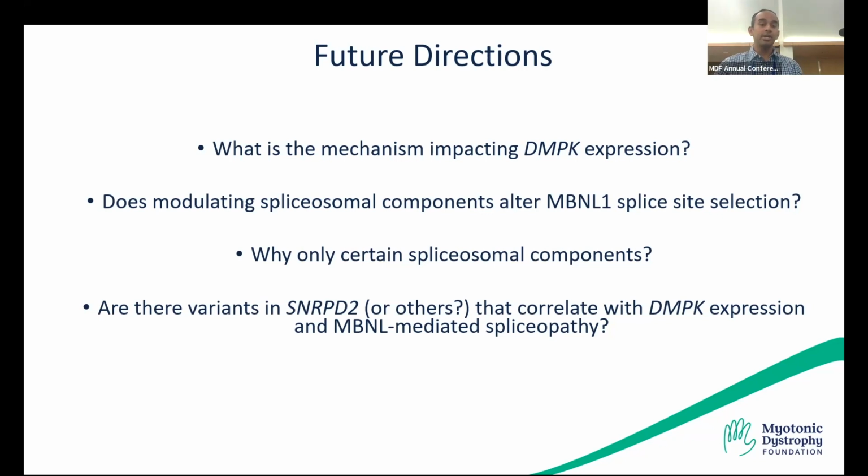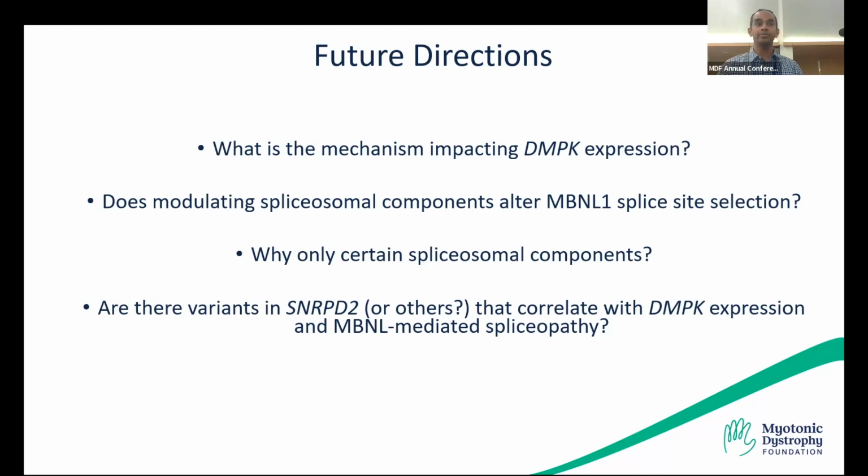Another question is, what happens to MBNL1 binding when we modulate spliceosome components? Because in this study, again, we are knocking down SNRPD2, for example, and other spliceosome components. But what we haven't done is overexpress. So the prediction would be that you could potentially tip the scale in the other way and actually exacerbate some of the roles. And also, it's not clear why only certain spliceosomal components show this regulatory window.